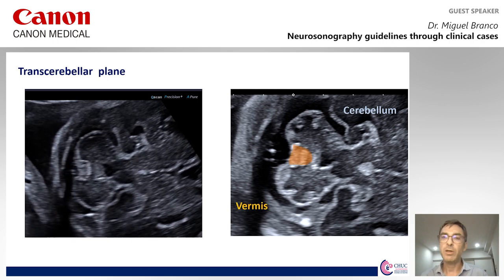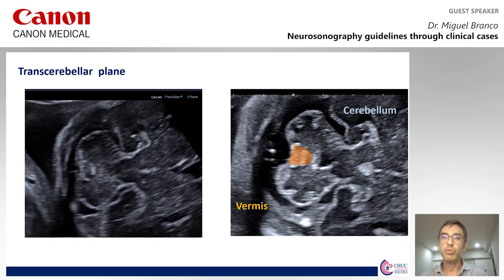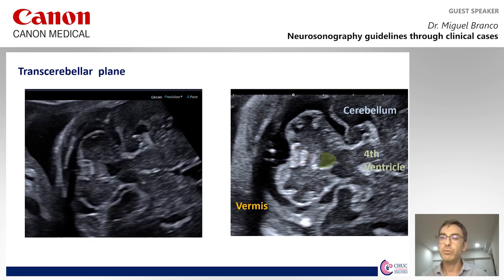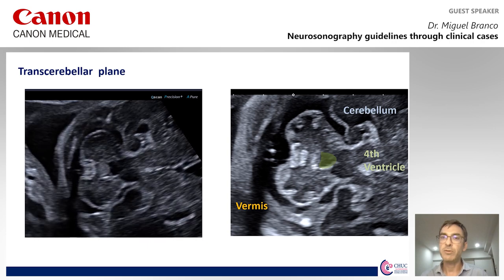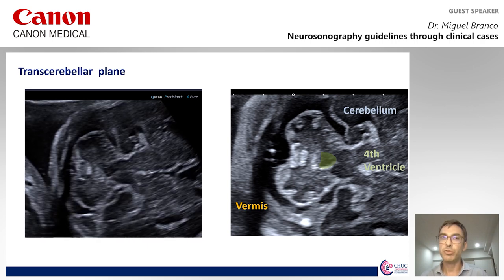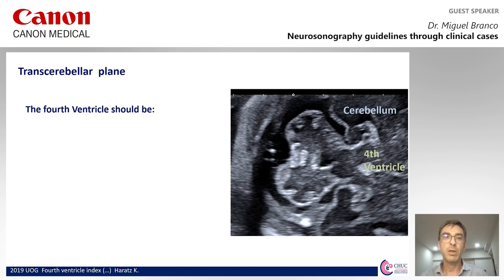To identify the vermis, we should locate the fourth ventricle, and the vermis is the hyperechoic structure posterior to it. The fourth ventricle should be wider than longer. A narrow and longer fourth ventricle is a marker for vermian dysgenesis.